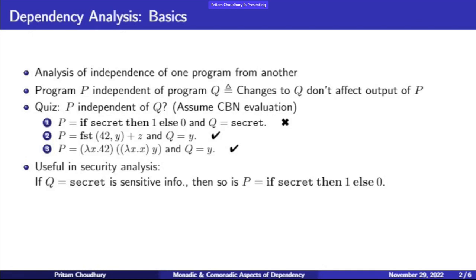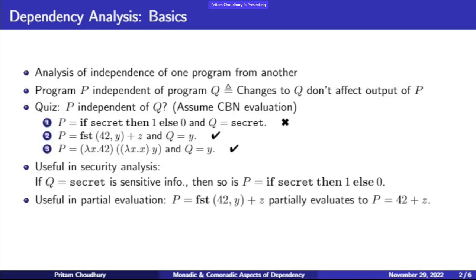It is also useful in partial evaluation. For example, P here can be partially evaluated to 42 plus Z. Maybe we don't know the value of Z right now. Maybe after some time we would know the value of Z, but we can partially evaluate P so that when we know the value of Z, we can immediately return the output instead of doing the two computations after we have the value of Z.